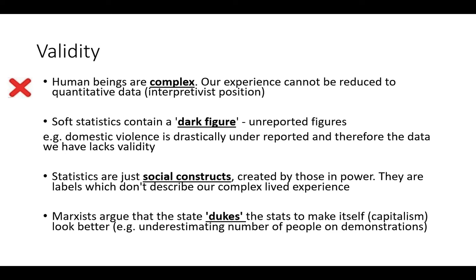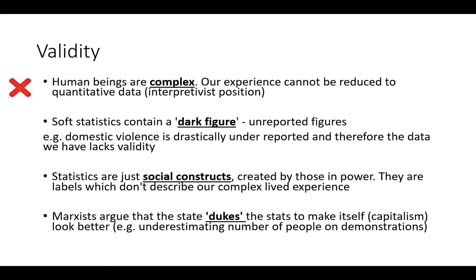Marxists would argue that OS lack validity because the capitalist state dukes the stats, and what we mean here is they fiddle with the stats, they change and tweak the stats to make themselves look better. We've already seen an example with unemployment, but the other good example given in the textbook is demonstrations. Whenever there's a demonstration against the government, the first thing that comes out will be official statistics, normally from the police, and there's accusations that it underestimates how many people were actually on that demonstration.